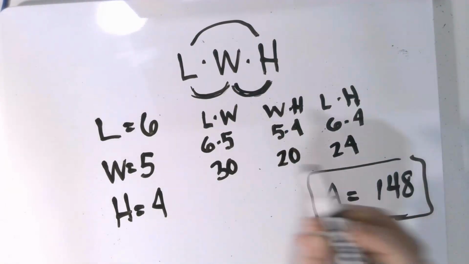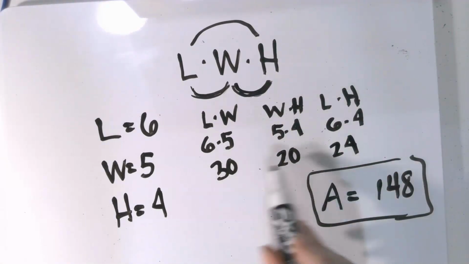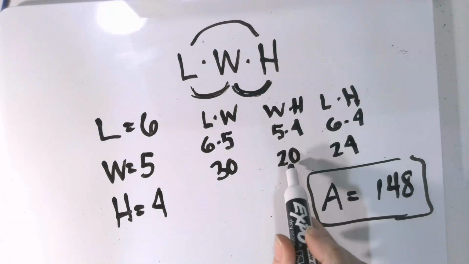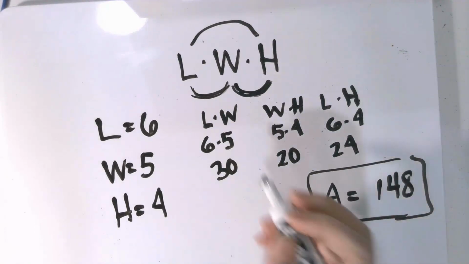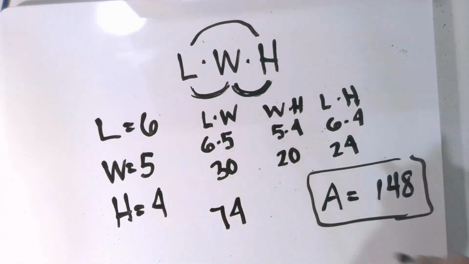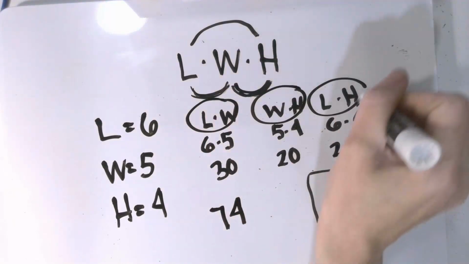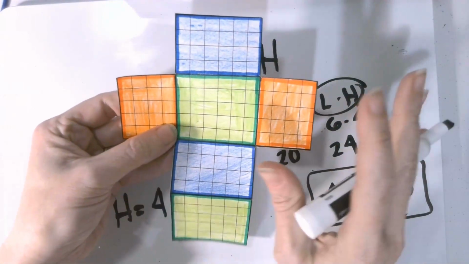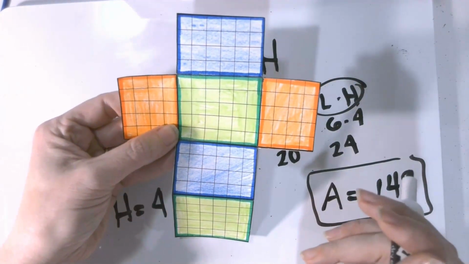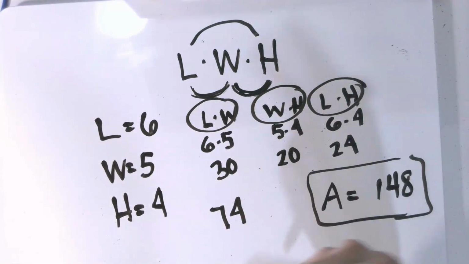Let's go ahead and add these up. So this would be 30 plus 20 is 50, plus 24 would be 74. Okay? But remember, this is just 3 measurements, and I had 3 pairs of sides. So we're going to take those 3, we're going to double it.